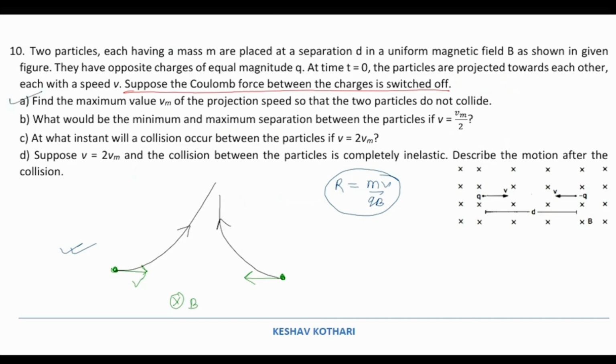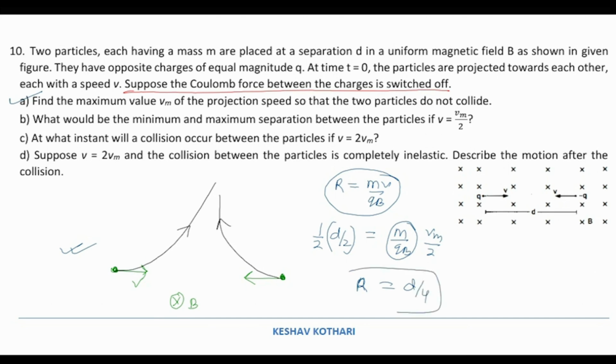Now in the next part, the question is asking what would be the minimum and maximum separation between the particles if the speed is reduced to half. If we reduce the speed to half, the value of radius which we saw over here was d by 2, and we have seen that m by qB remains the same. So if I reduce the velocity to half the value, that is Vm by 2, the radius is also going to reduce by 2. That is, it is going to move in a radius equal to d by 4.